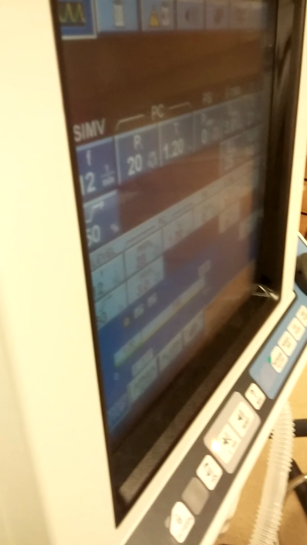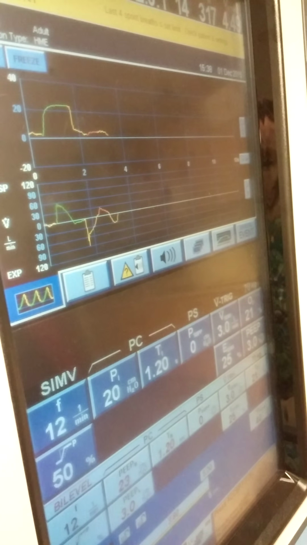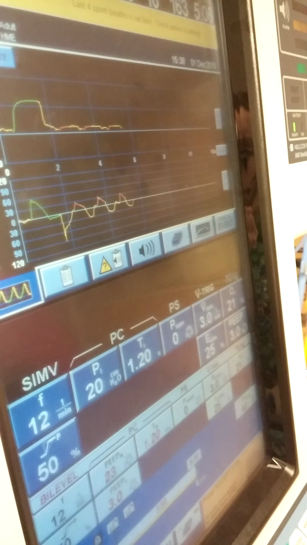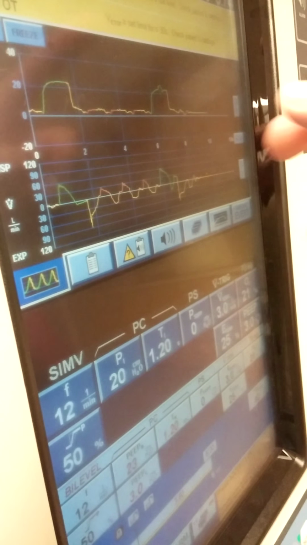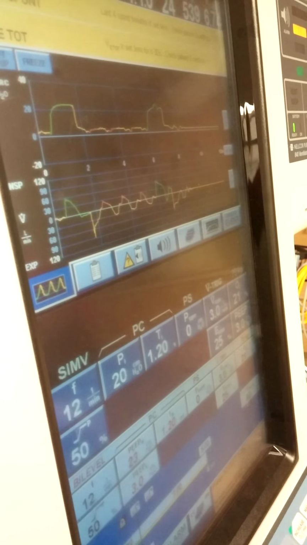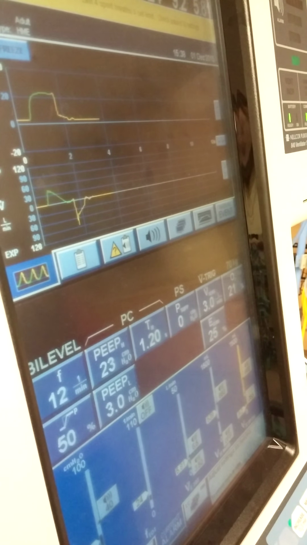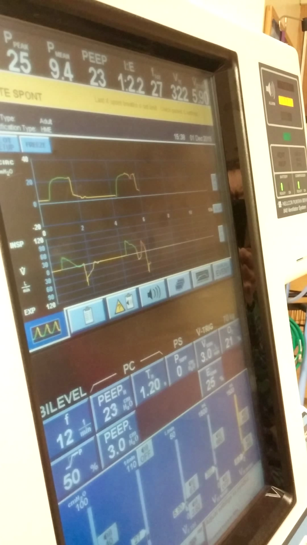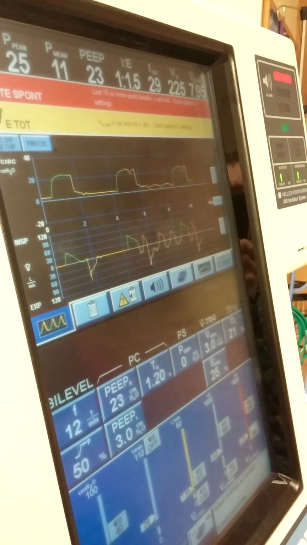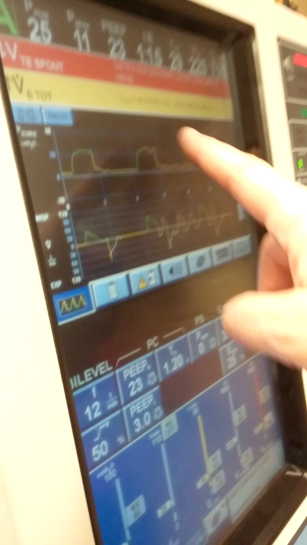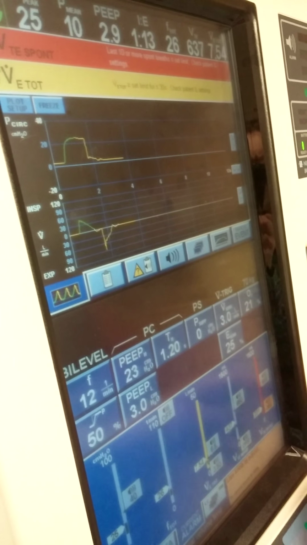So now, when I take a spontaneous effort at that high end, it gets measured. It quantifies it. No, wait a minute, I didn't activate it. Let's try that again. You can see they're salmon colored. It's picking up on it now, and it's measuring those volumes.